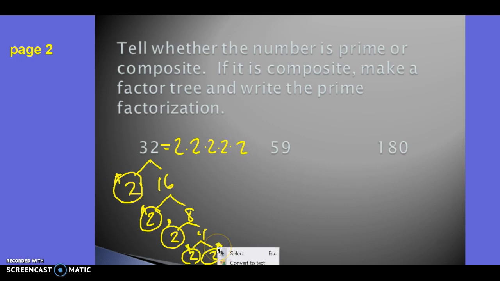We want to write down all of the ones that we have circled. And then when you get to IXL, they'll want you to write it like this, 2 to the 5th power. But this is how I would prefer you leave it.